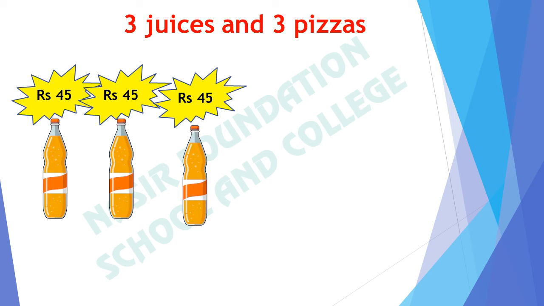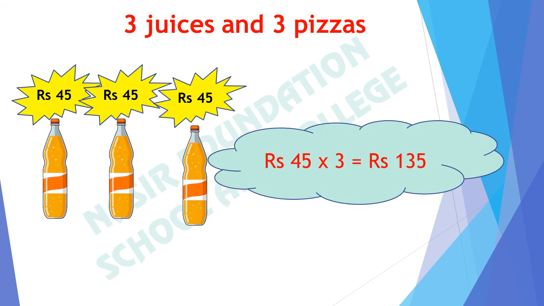First of all, we will find out the price of 3 juices. The price of one juice is rupees 45. We will multiply it with 3. The price of 3 juices is 135 rupees.